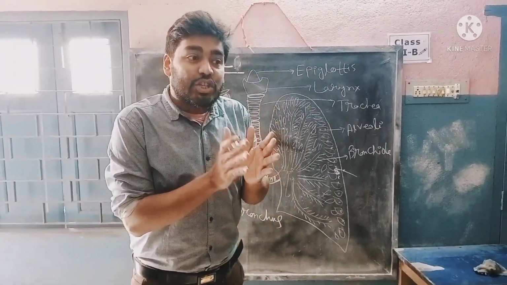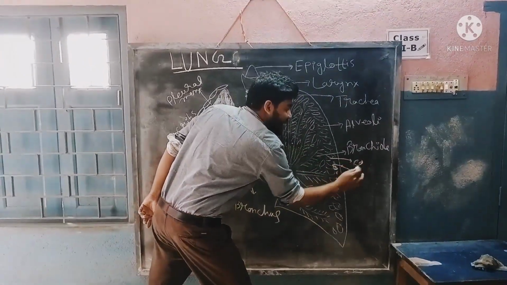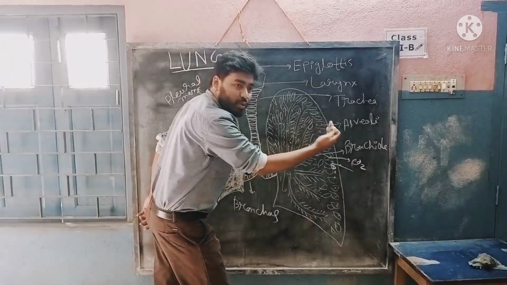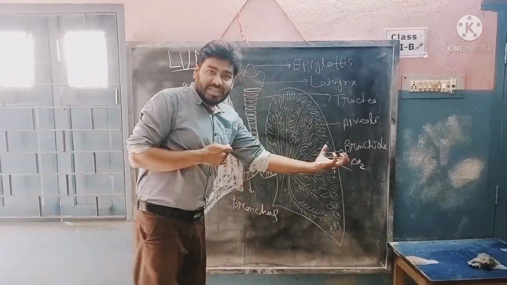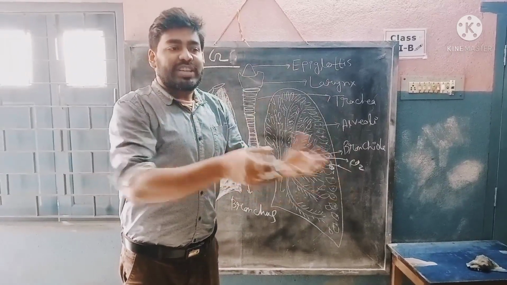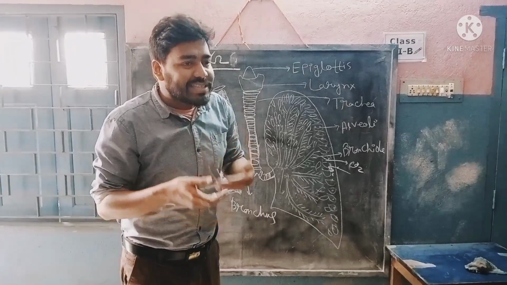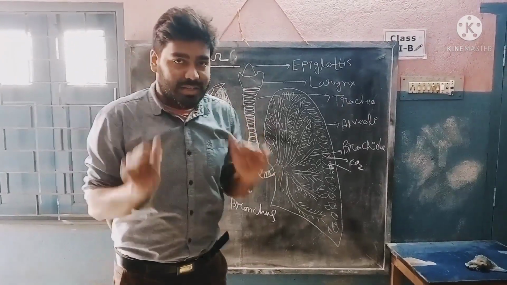Clear? The process is called diffusion. So oxygen goes out from the alveoli, and carbon dioxide enters into the lungs, and we exhale the carbon dioxide through the process of expiration. This is the total gaseous exchange in the lungs.